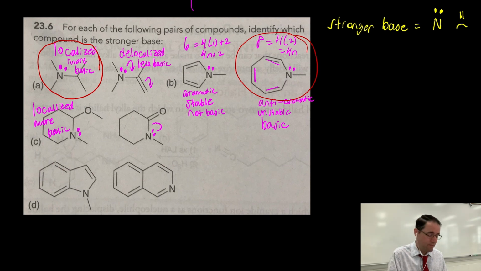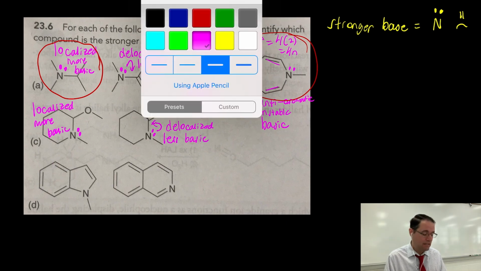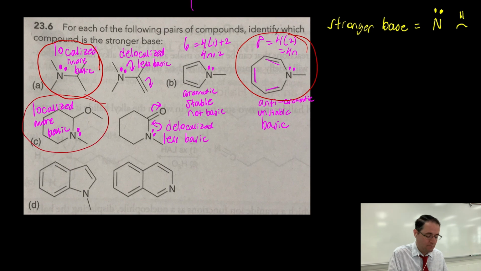The molecule on the right is not an amine, it's an amide. This nitrogen lone pair is resonance stabilized via the electronegative oxygen with the pi bond, okay? So we're going to call this delocalized, meaning that lone pair is very stable. It's engaged with the oxygen. It's not really available as a basic lone pair to attack an acid. So we're going to say this is less basic. Final answer, molecule on the left.